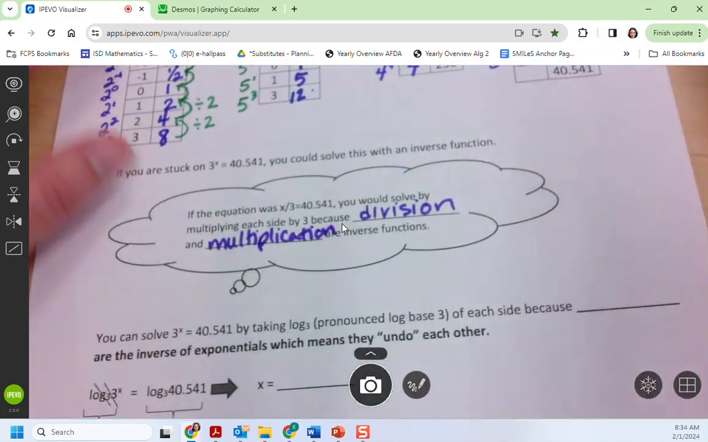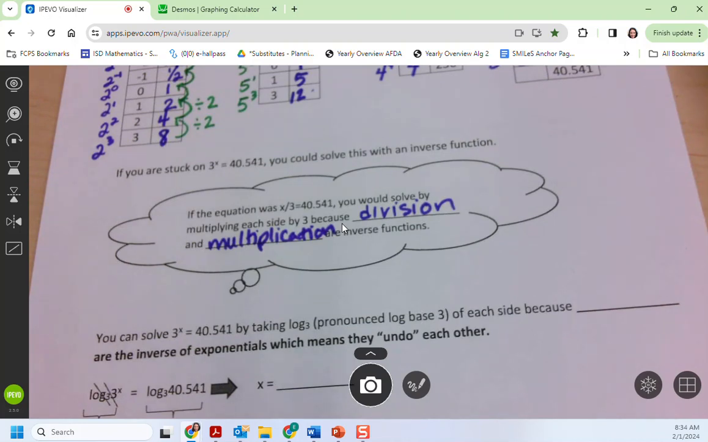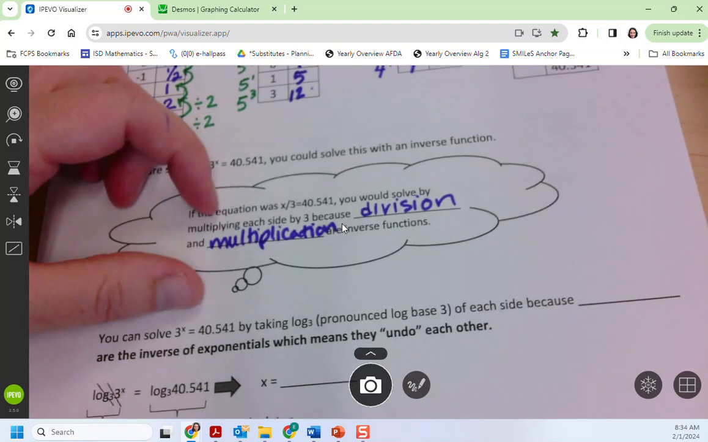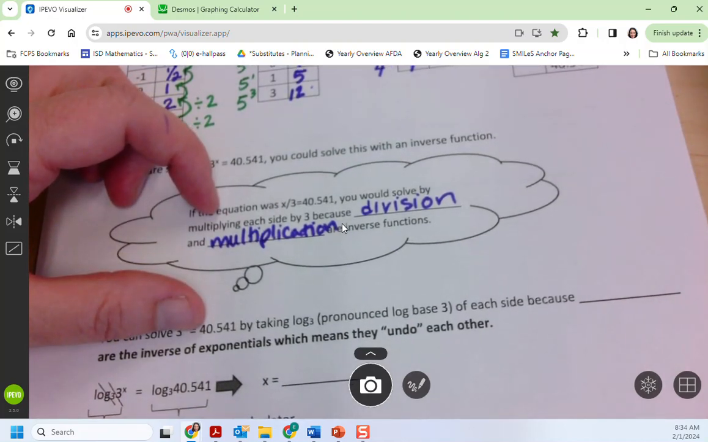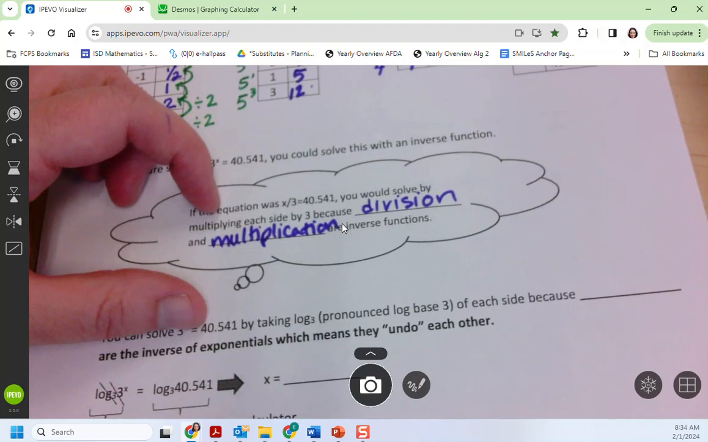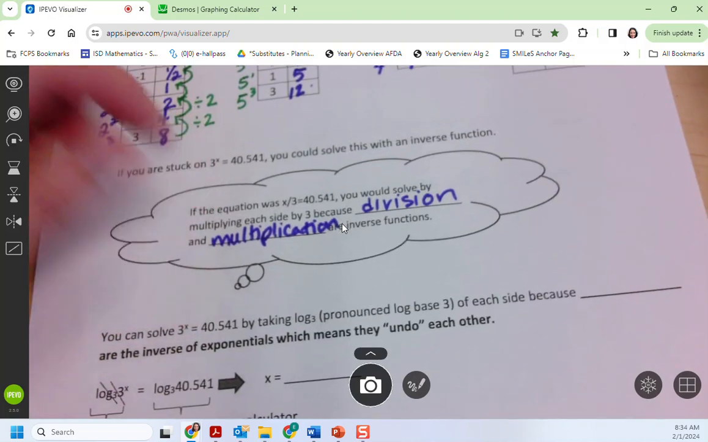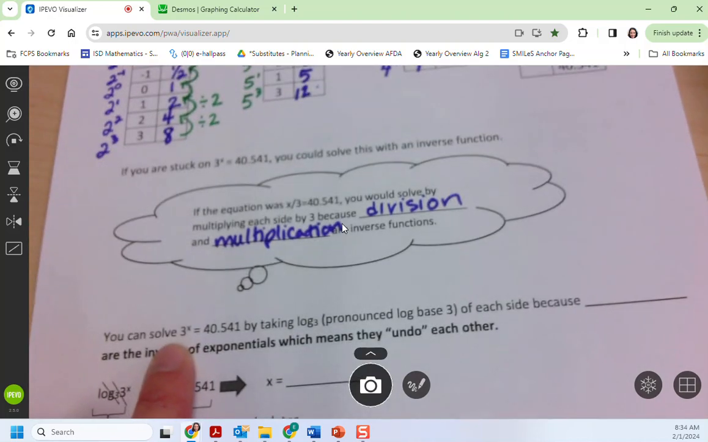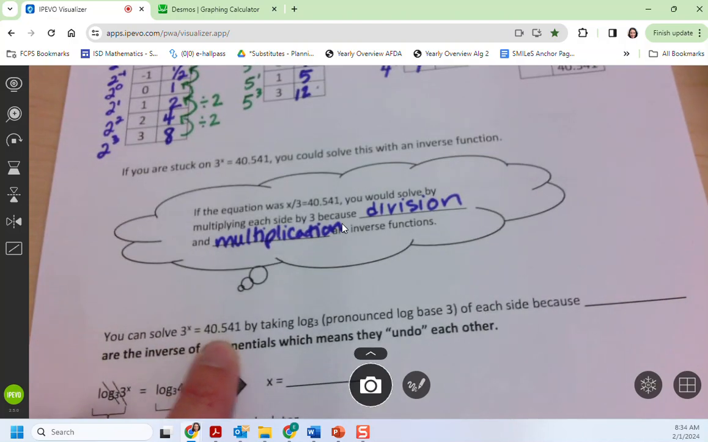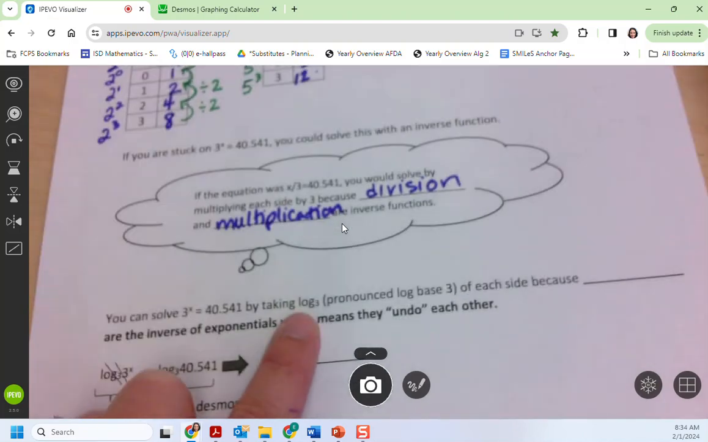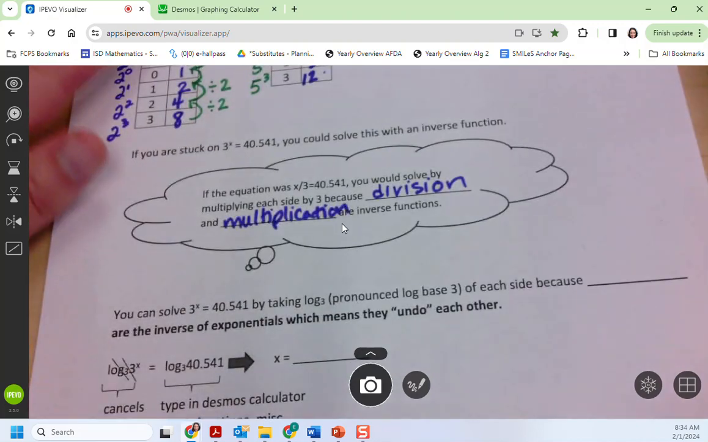All right, so in Algebra 1, you learned how to solve by undoing operations with their inverse operations. You undo division with multiplication. You undo addition with what operation? Subtraction. With subtraction, yeah. Undo addition with subtraction. And so you undo an exponential with a logarithm. And luckily, we don't have to say the whole word logarithm. Usually we just say log, and we just write log.